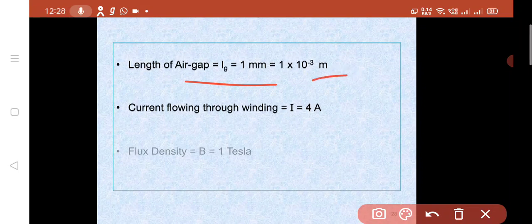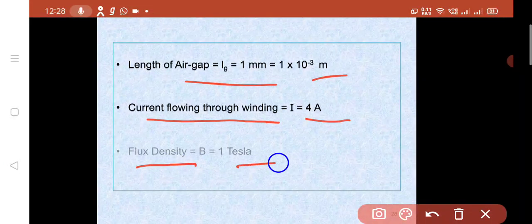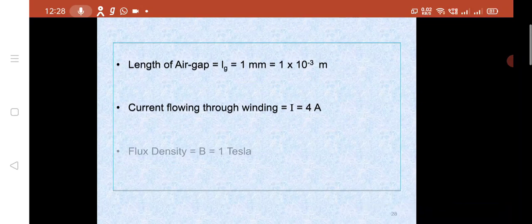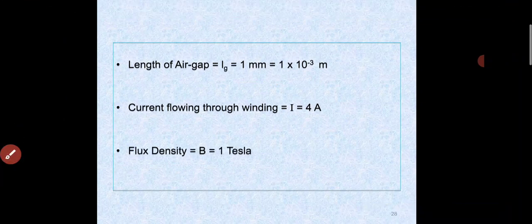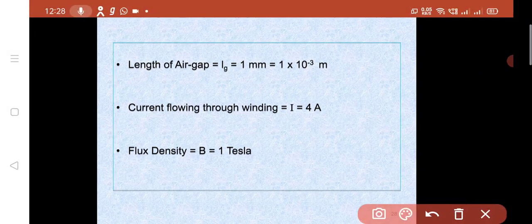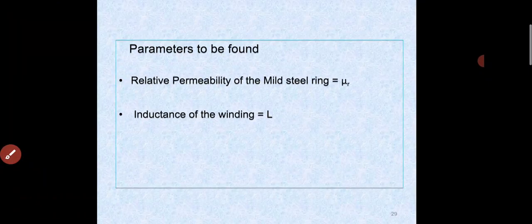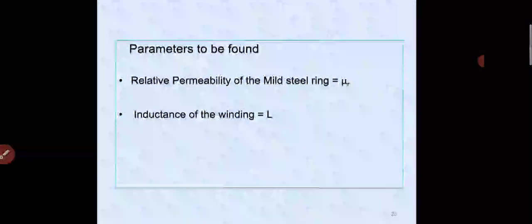And next, current flowing through the winding, I is equal to 4 amperes. The flux density B is equal to 1 Tesla. Parameters to be found: the relative permeability of the mild steel ring, mu R, and the inductance of the winding, L.